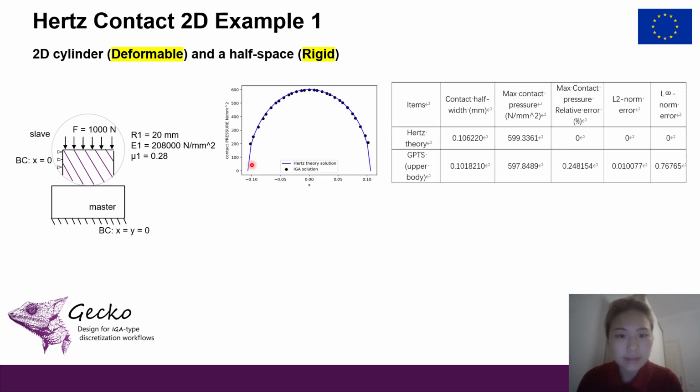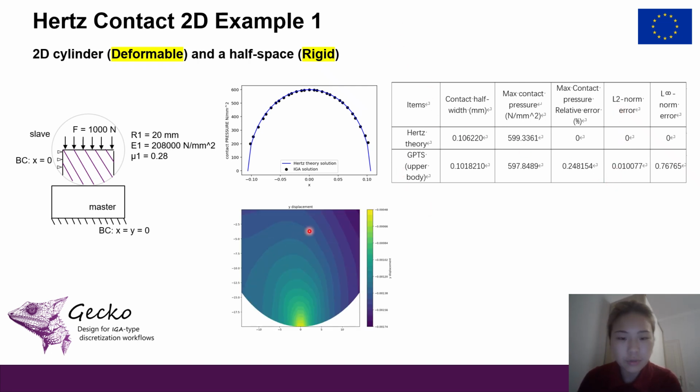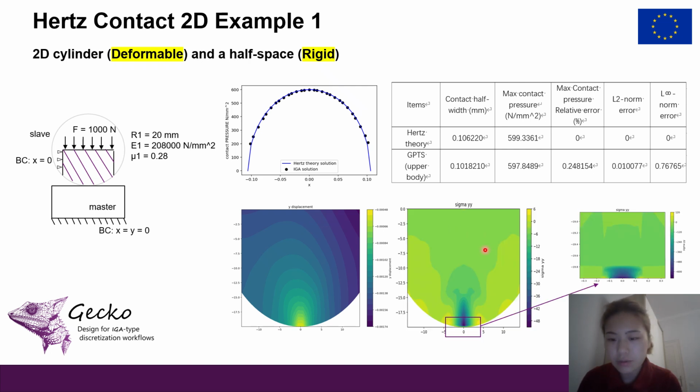Here we can see the IGA results: the contact pressure matches the analytical Hertz solution very well. The maximum contact pressure error is within 0.3%, and also the L2 norm error is very small. Here it shows the displacement in the Y direction and the stress.